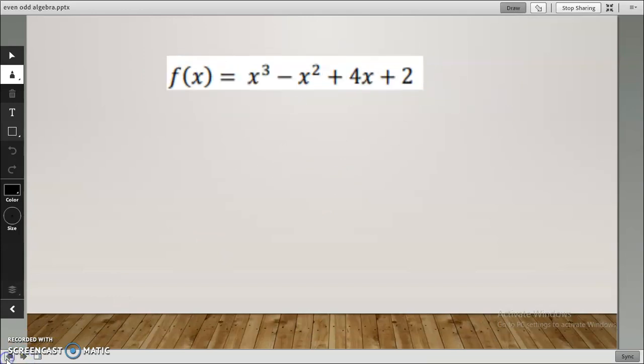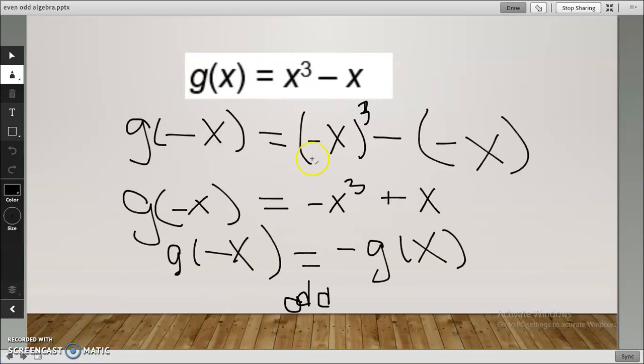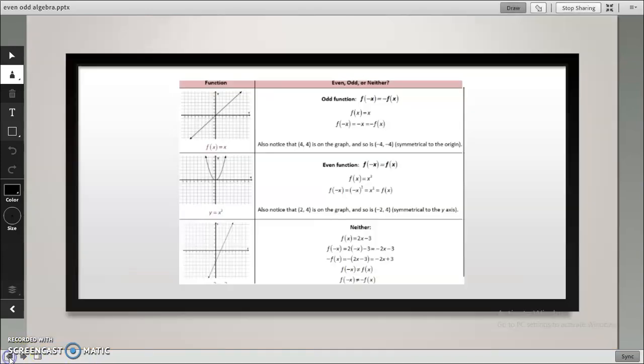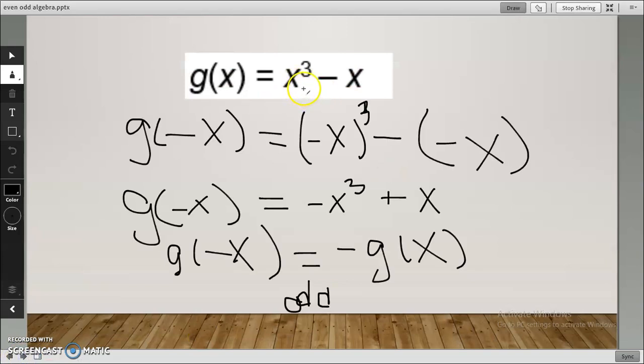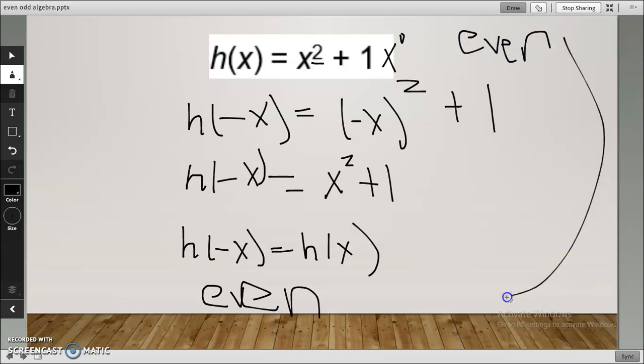Let's go back. So again, here I have an odd and another odd. So this is odd. And this is what we got when we actually substituted our negative x in as well. Here I have an even and another even. So this function is even. And that's the exact same thing I got here.